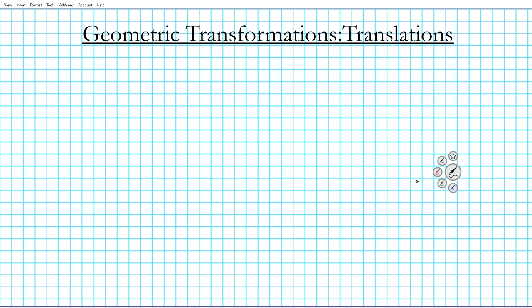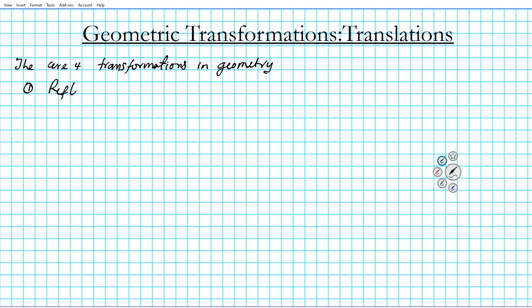In this clip, we're going to be taking a look at a type of geometric transformation known as translations. Okay, so let's go over the four types of transformations in geometry again, just as a refresher. So there are four transformations in geometry. And what are they? The four transformations in geometry are 1.